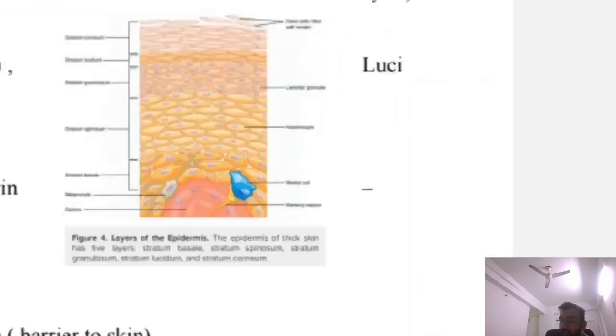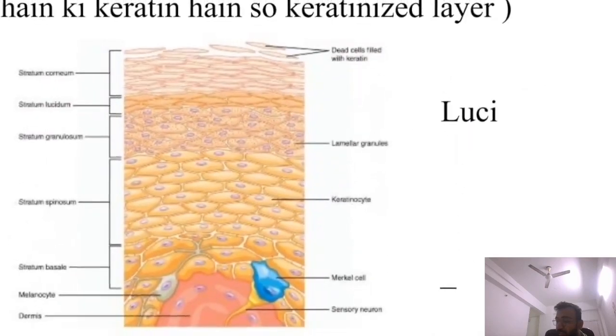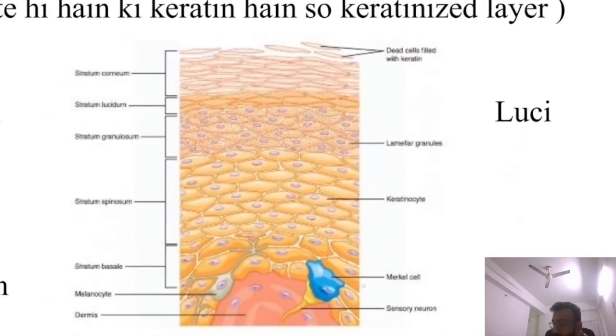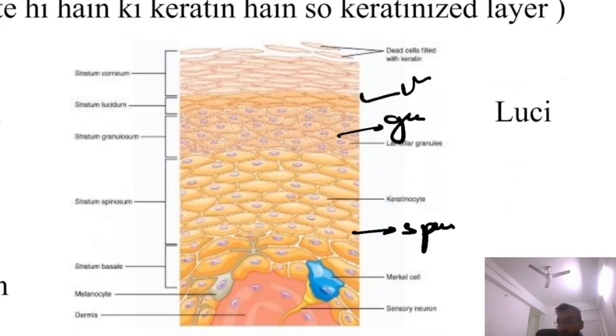Now you can see this picture. This is stratum basal, this is stratum spinosum, this is granulosum, this is lucidum, and this is stratum corneum. In the stratum corneum there are so many keratinocytes, but these are all dead keratinocytes. There is no nucleus present in this layer. This is spinosum, with so many keratinocytes connected by desmosomes. This is a desmosome, which is connecting these two keratinocytes.